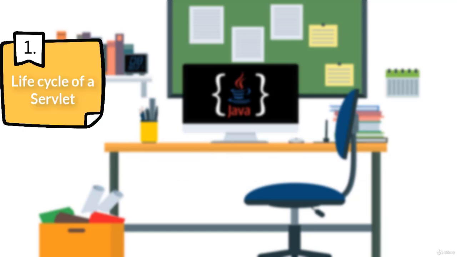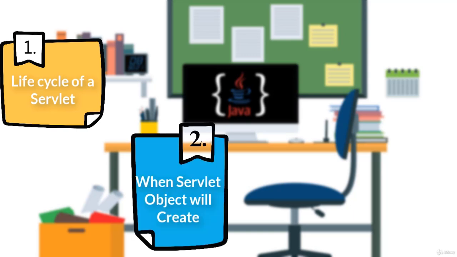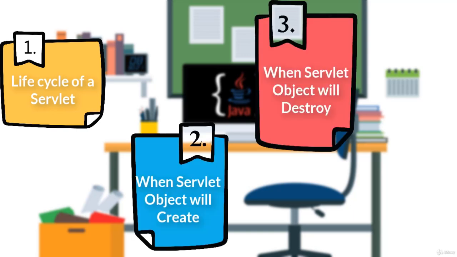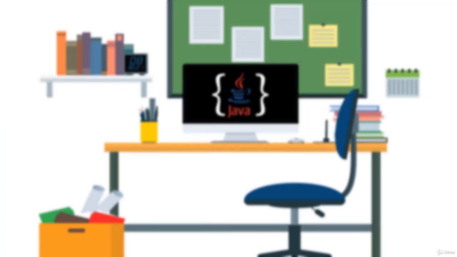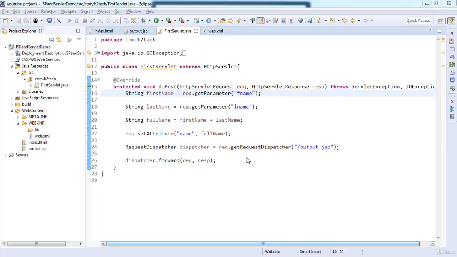of a servlet: when the servlet object will be created, when the servlet object will be destroyed, and we'll look at some of the servlet lifecycle methods. This section will be really interesting and you will learn a lot of things. So let's get started. We have been discussing this client and server architecture, right? Let's discuss it one more time.